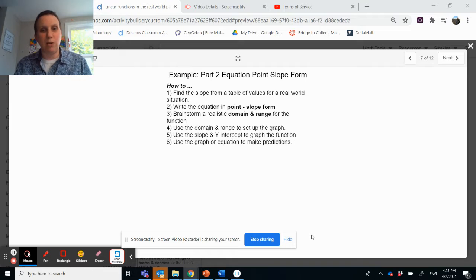We'll use that domain and range to set up the graph, and we'll use the slope and y-intercept to graph the function, or the slope and the point to graph the function. Then finally, we'll use that graph or equation to make some predictions.